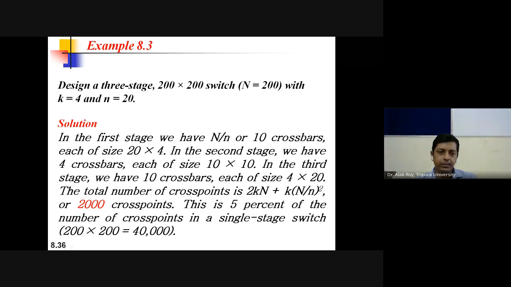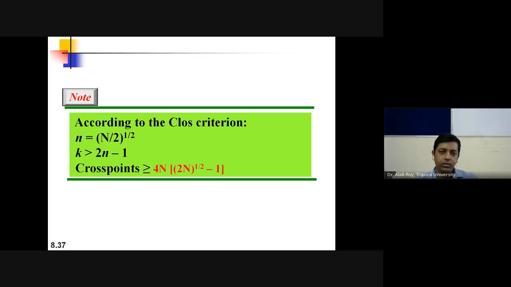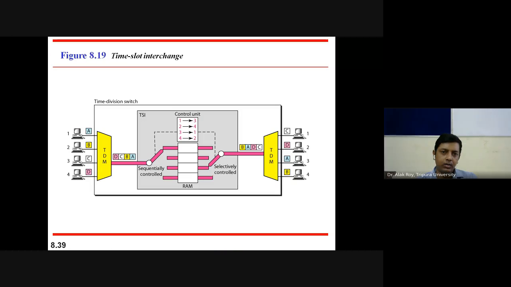So similarly, questions in examinations can be like: design a 3-stage switch with 200 cross 200 switch where capital N is 200, with k equal to 4 and n equal to 20. Okay. So try to do those kinds of numericals.